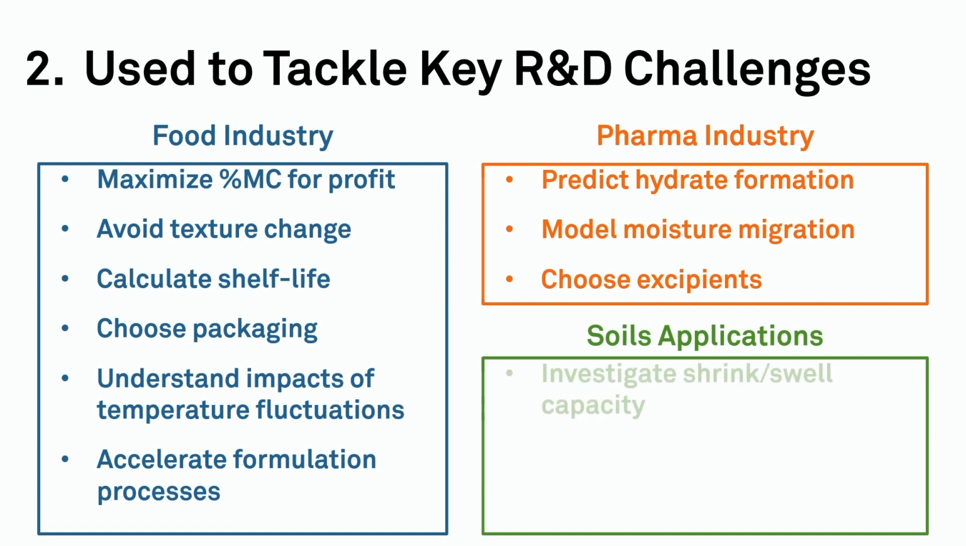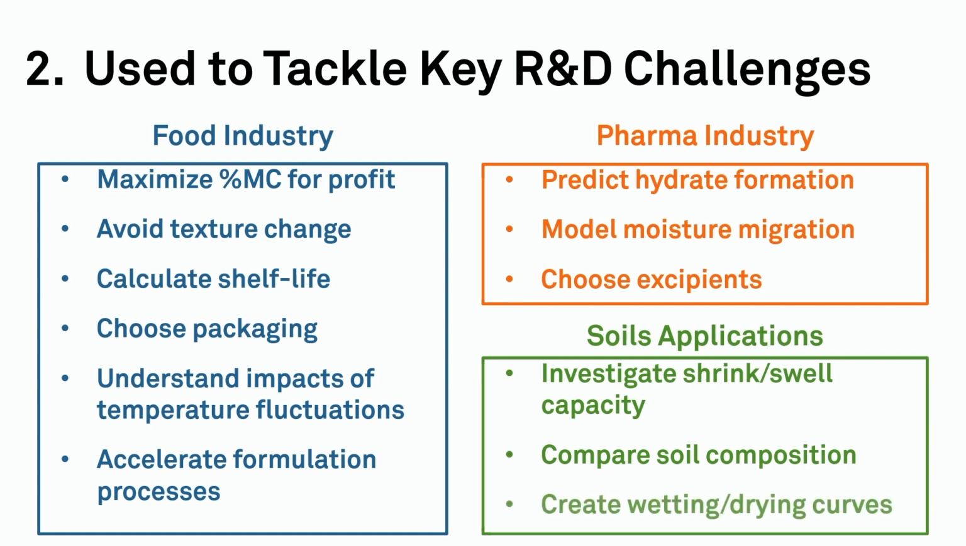And then finally, for soil applications, isotherms can be used to investigate shrink swell capacity, also called expansiveness or plasticity. We can use isotherms to compare soil composition and then also to create wetting and drying curves. So lots of different applications depending on the industry that you're in.